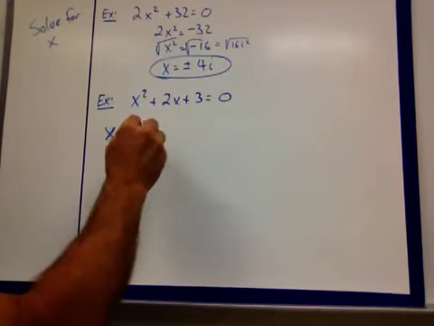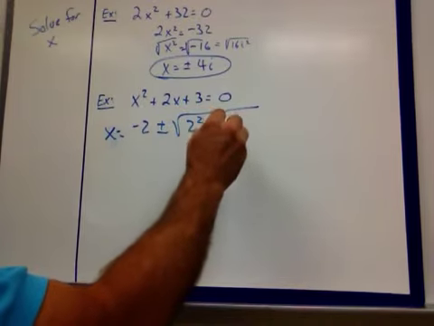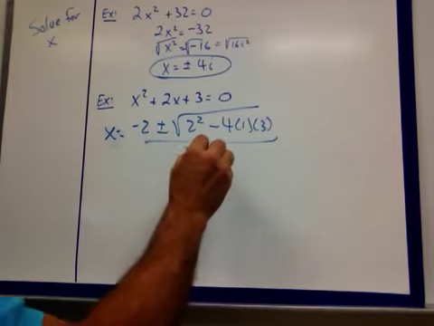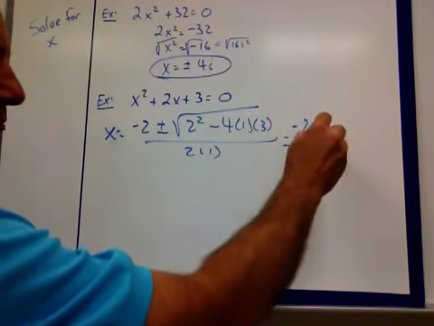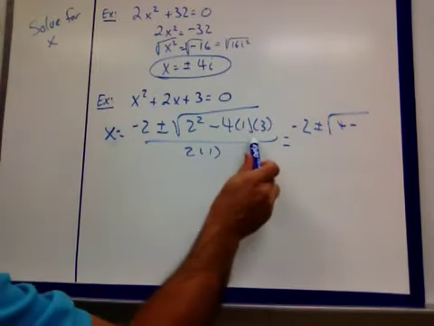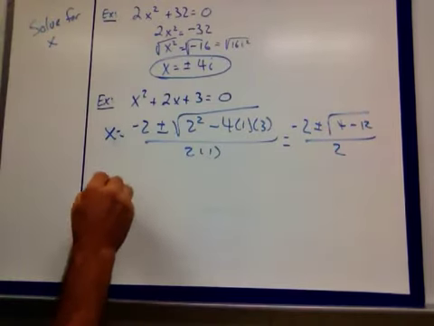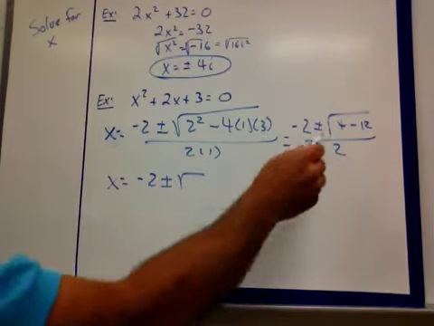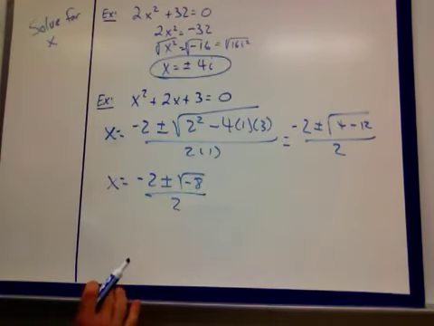negative b, so that's negative 2, plus or minus the square root of b squared minus 4 times a times c all over 2 times a. Okay? That's going to give me negative 2 plus or minus the square root 4 minus 4 times 3 is 12 all over 2. Negative 2 plus or minus the square root 4 minus 12 is negative 8 over 2.